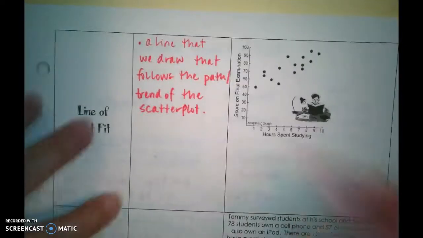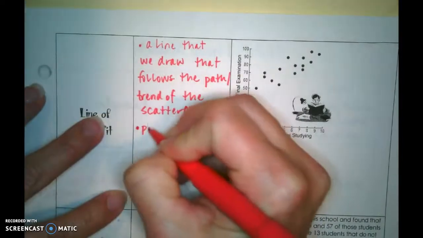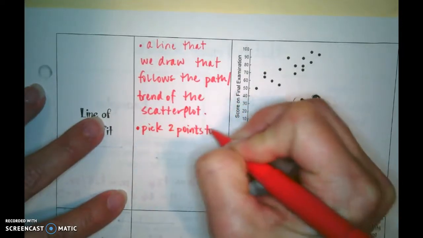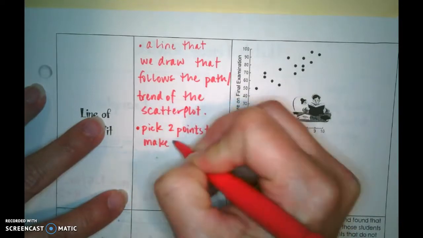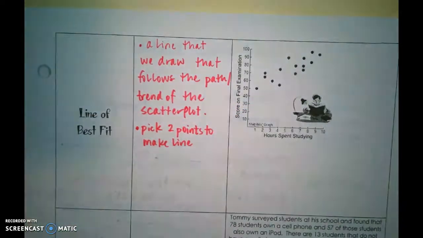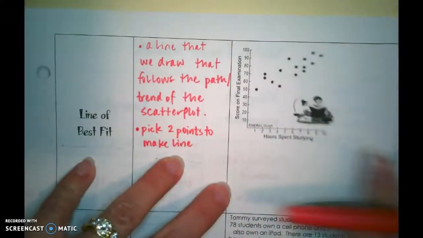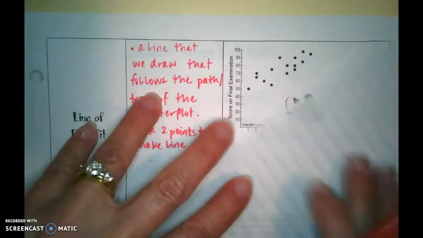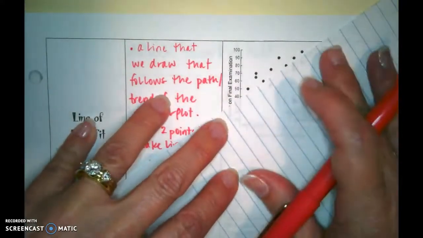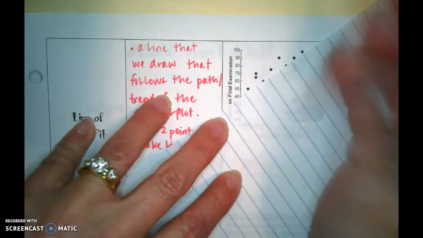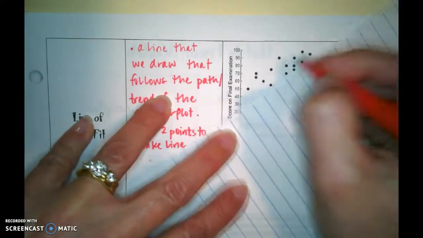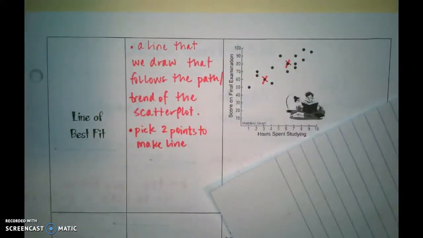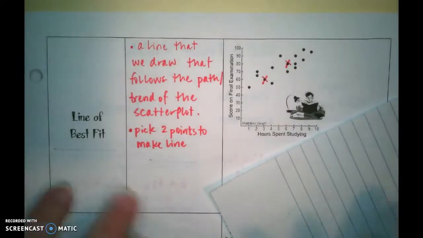So in order to do that, we're going to pick 2 points to make the line. Now, you do not have to pick scatter plot points, but since this doesn't really have a graph behind it that I can see, I think there is one, it's just not very dark, I'm going to go ahead and pick 2 scatter plot points. So when I place this on here, I think I might pick these 2 points right here. So I'm going to pick that point and that point. So you're going to pick 2 points on the scatter plot to make your line.